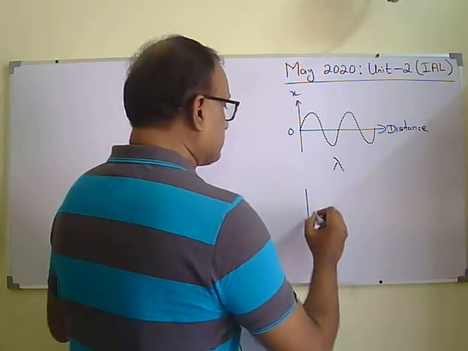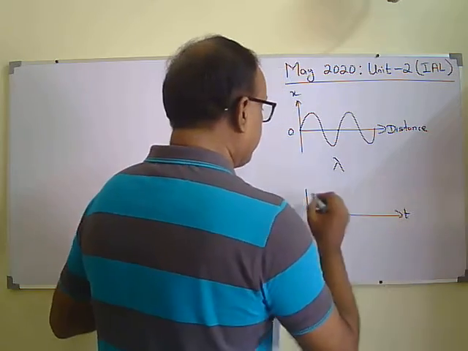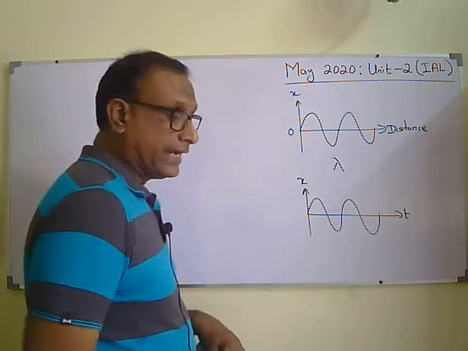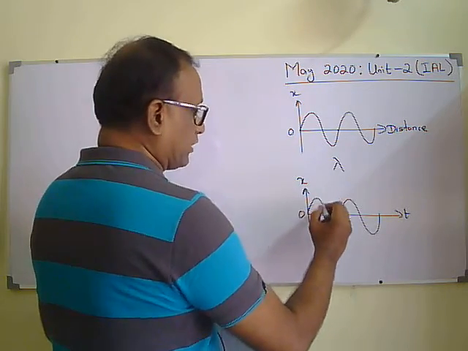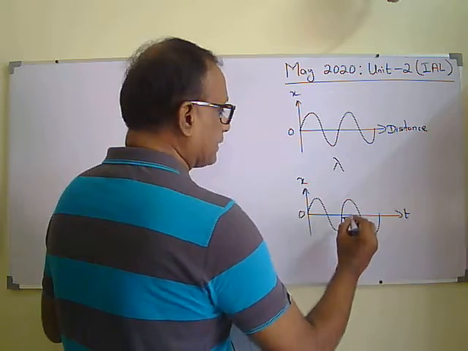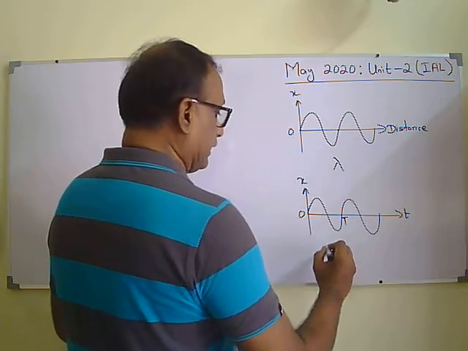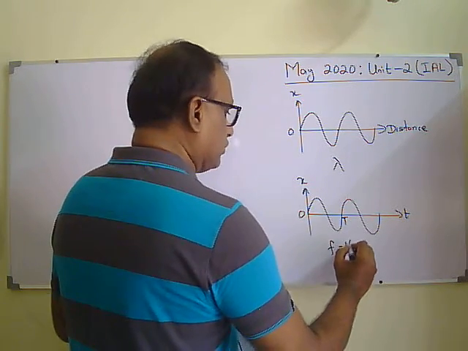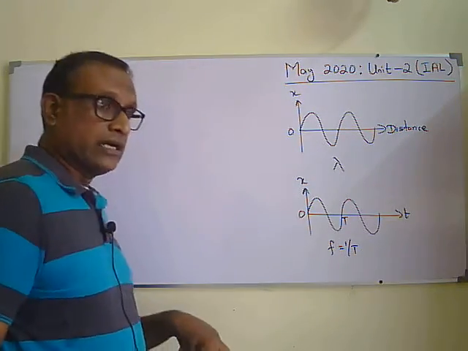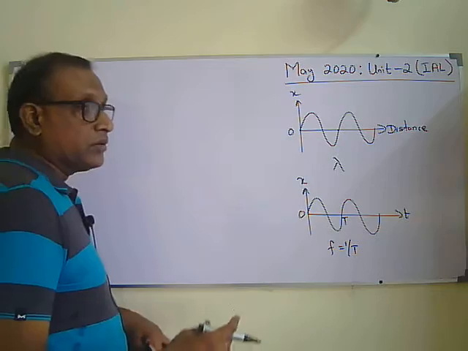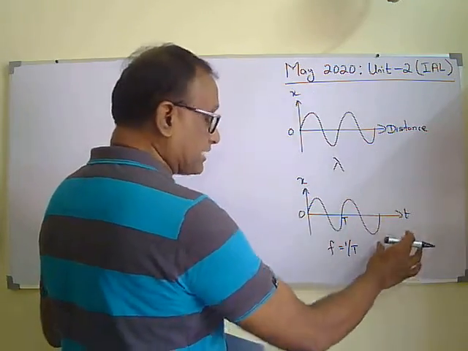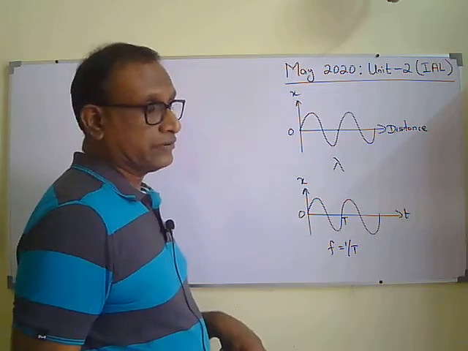By using the displacement time graph, we can find the period of the wave. This is one full oscillation. The time taken for one full oscillation is the period. So we can find the period, and by using f equals 1 over T, we can find the frequency from the displacement time graph. But the question is about using both pieces of information, from the displacement distance graph and the displacement time graph, which quantity can be found.